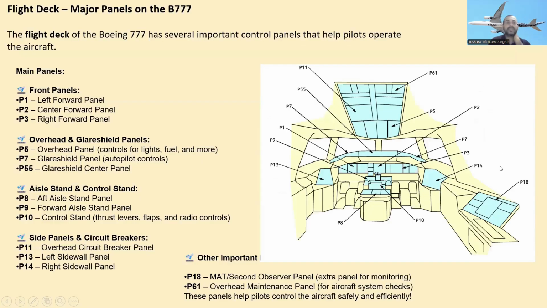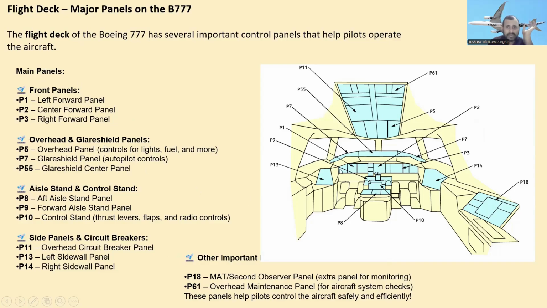Okay, all right, so now let's go to the flight deck major panels on the Boeing 777. The flight deck of the Boeing 777 has several important control panels that help pilots operate the aircraft. They have so many panels, like the front panels, overhead and glareshield panel, aisle stand and control stand, side panels and circuit breakers, and other important panels.